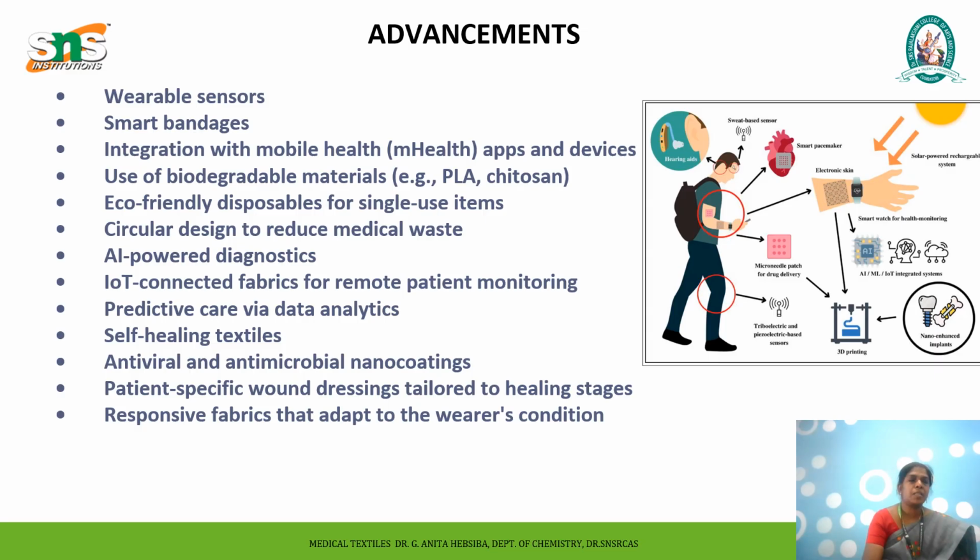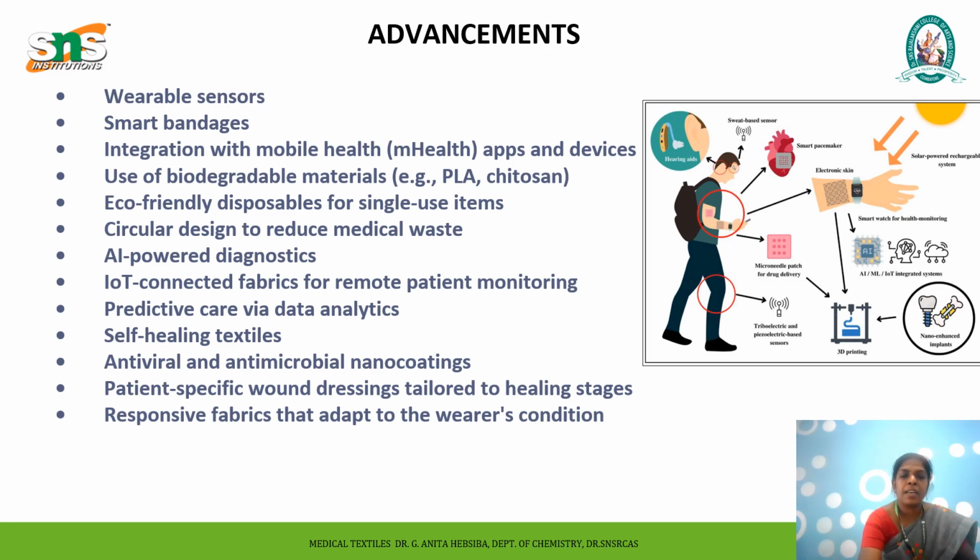Again, what are the advancements in smart textiles or the medical textiles? We have wearable sensors for real-time monitoring of health, for example, heart rate, temperature, hydration, etc. Today we wear it in the form of a smart watch, and medical textiles can also function in the same way. Smart bandages detect infection or release drugs. That is, if there is an infection, the bandage will release the drug and help in curing the infection at a faster rate. Integration with mobile health apps and devices.